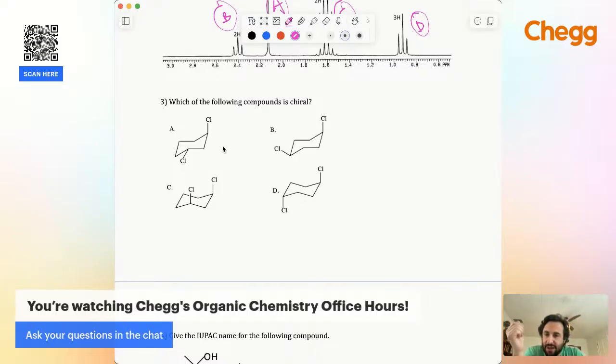So here we have this guy here. So let's just draw the cyclohexane. And now these chlorines are two apart and they're trans to one another, right? This one is up and this one is down. So let's draw this one up and let's draw this one down. Okay. Now B, we have them, it's 1,4.